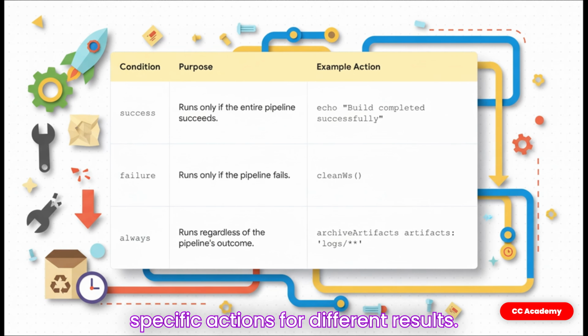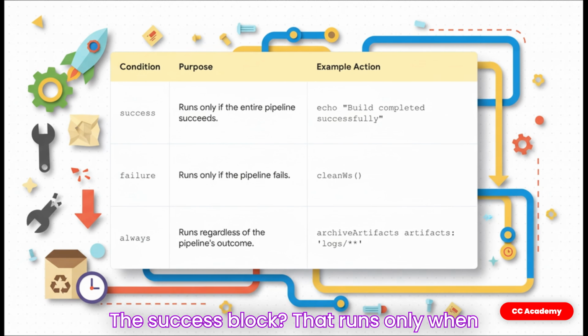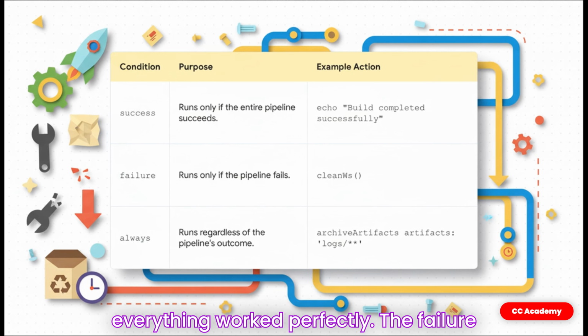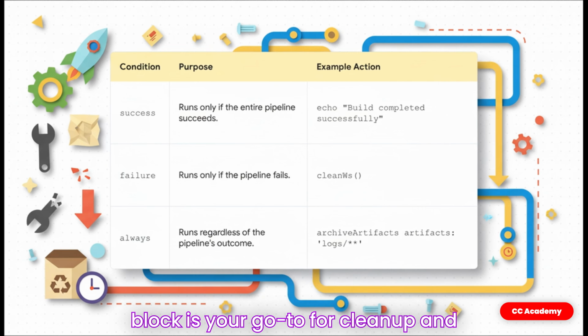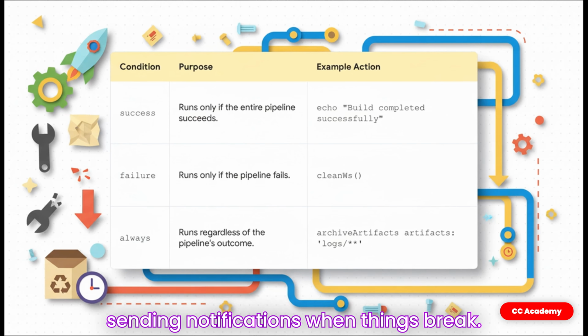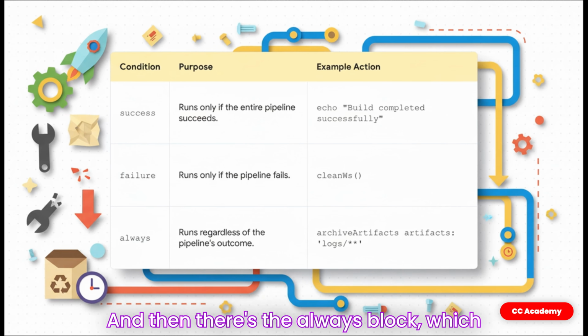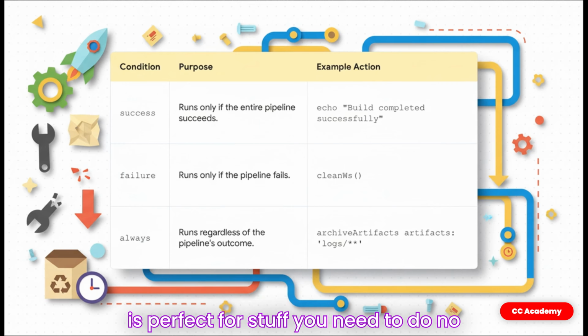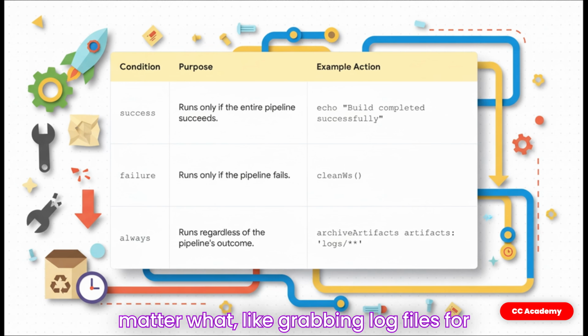You can define specific actions for different results. The success block, that runs only when everything worked perfectly. The failure block is your go-to for cleanup and sending notifications when things break. And then there's the always block, which is perfect for stuff you need to do no matter what, like grabbing log files for later.